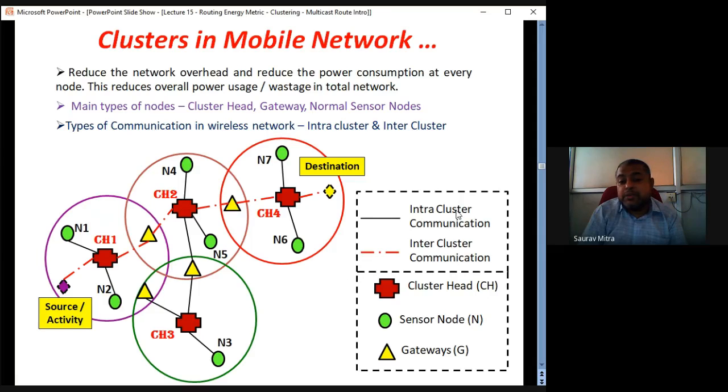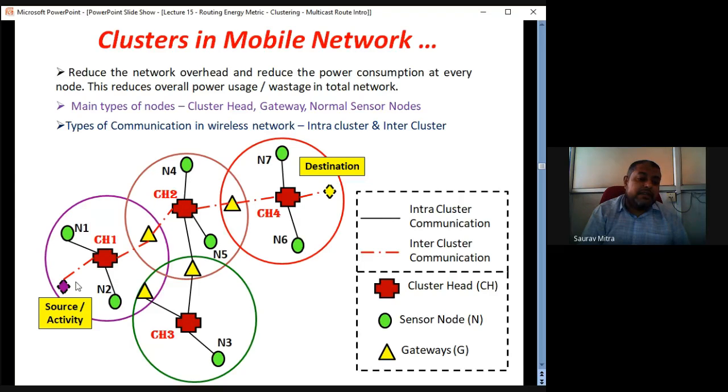There are two types of communication. The black lines are from the cluster head to the simple nodes. They are not carrying any data here, but the red dashed lines, dotted lines, they are carrying the information. The information is not coming to this gateway, or this way. So what is the information path? The information path is red. From the source it goes to CH1, from CH1 to gateway 1, gateway 1 to CH2, then maybe gateway 2, then maybe CH4, and then to the destination. So this is the path.